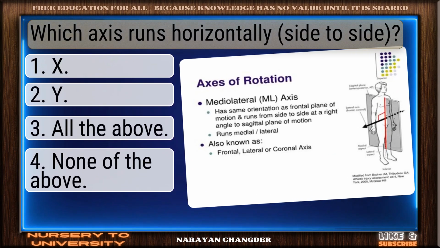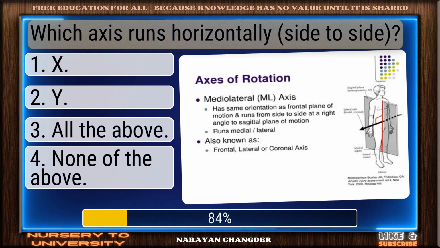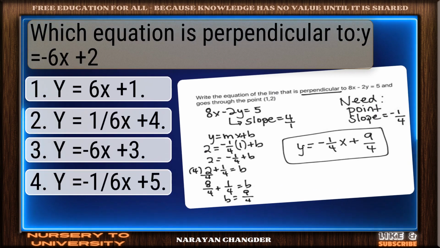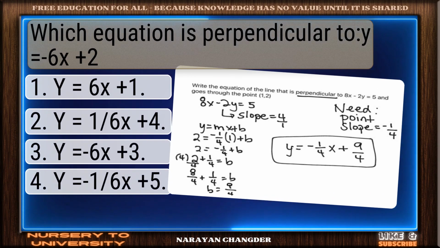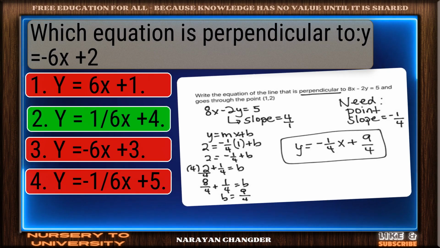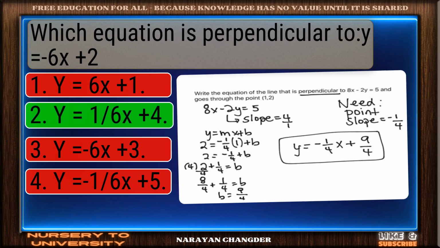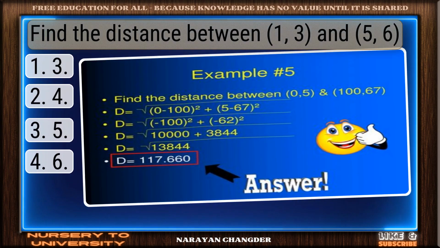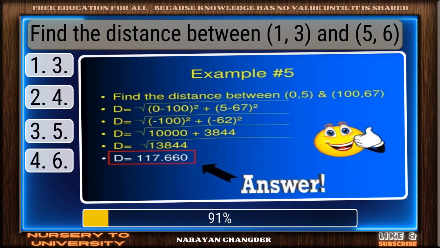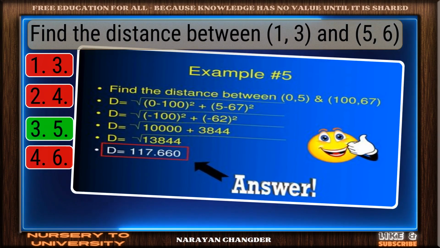Question number 141. Which axis runs horizontally? Excellent. X is a brilliant choice. Question number 142. Which equation is perpendicular to y equal to 6x plus 2? Solid response. Y equal to minus 6x plus 4 is a valid choice. Question number 143. Find the distance between and. Good job. Your answer 5 works well here.